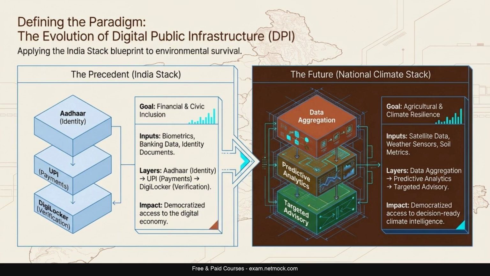The concept mirrors India's successful DPI model. The India stack used Aadhaar, UPI, and DigiLocker to democratize financial access. The national climate stack applies the same layered architecture for agriculture, satellite data, weather sensors, and soil metrics feeding into data aggregation, predictive analytics, and targeted advisory. The goal is democratized access to decision-ready climate intelligence.